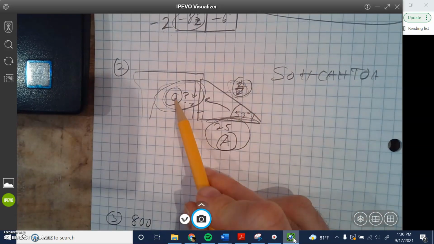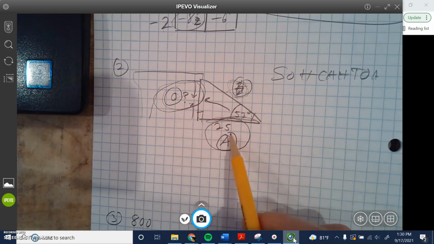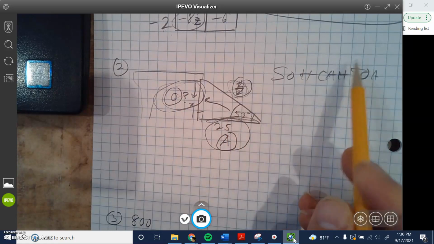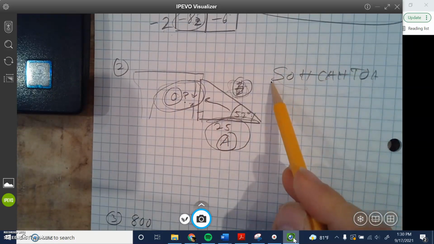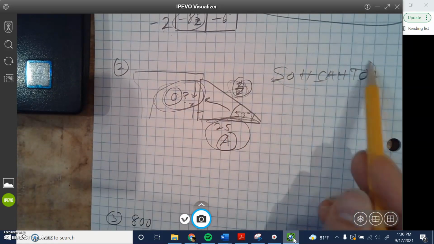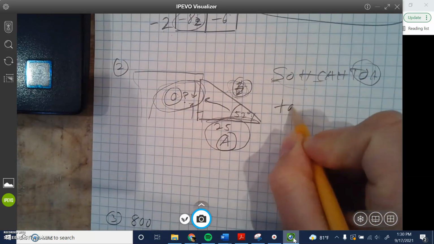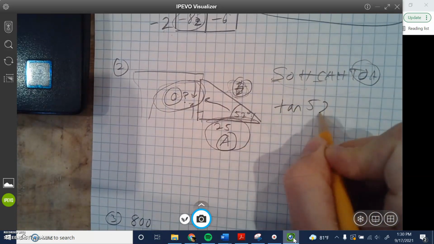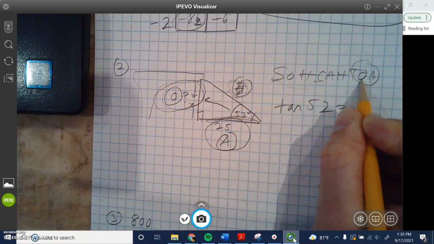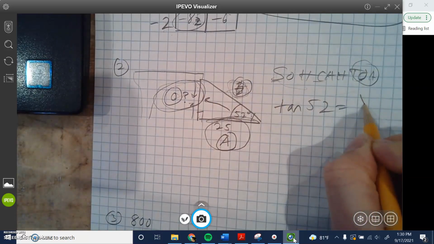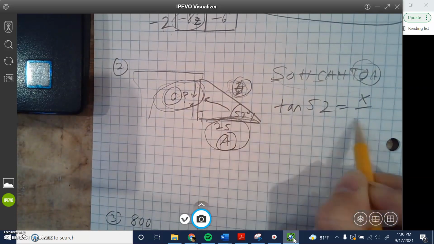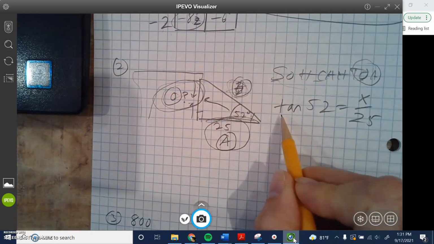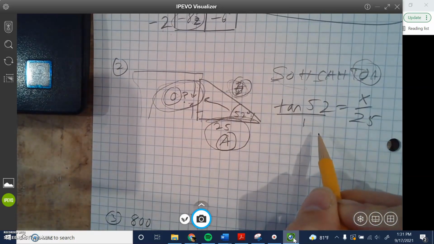So if I have opposite with some value I need, and then adjacent with the value already given, what do I use? Sine, cosine, or tangent? Yeah, tangent. So, tangent of 52 equals opposite, right? Opposite first, which is the question mark, I'm going to put as x. Adjacent is 25, like that. Put that over 1.